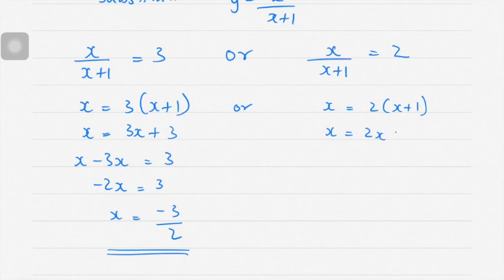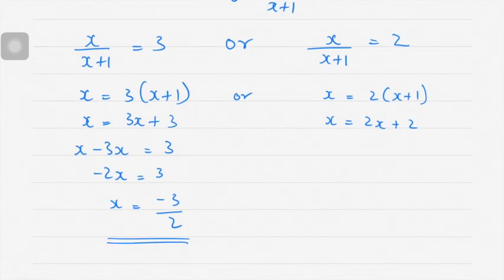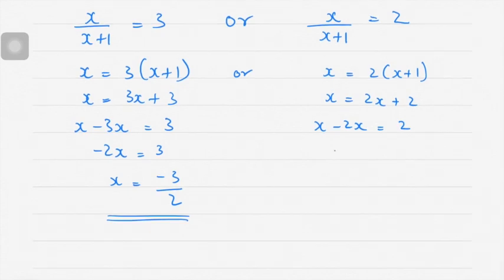Now the other side. X is equal to 2 into x plus 1. Okay, so x is equal to 2x plus 2. I'll bring 2x this side, so it will become x minus 2x is equal to 2. So x minus 2x is minus x is equal to 2. That means x is equal to minus 2. Right? Just put or in the middle. So x is equal to minus 2 or x is equal to minus 3 by 2. Okay.